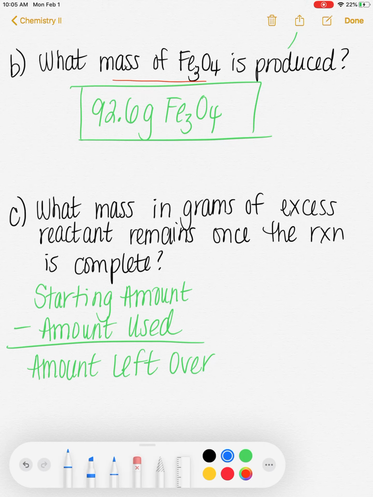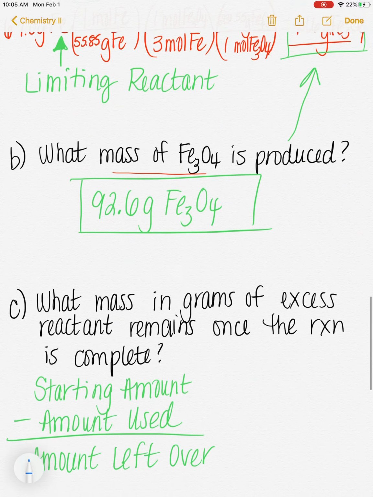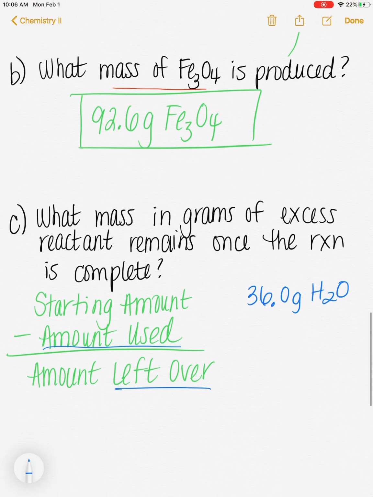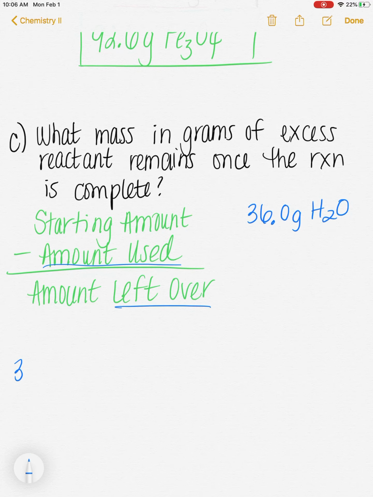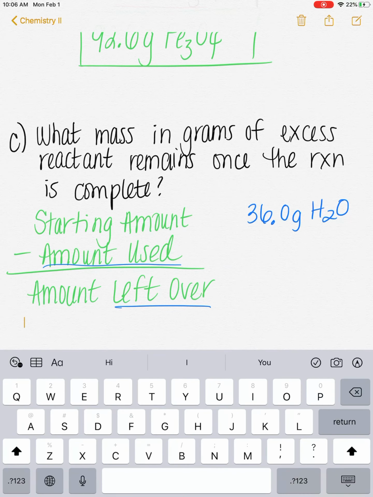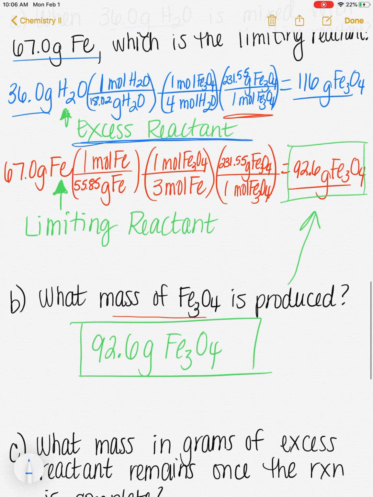So let's go back to what we have done so far. We had already determined that our excess reactant was water, and we knew that we started with 36.0 grams of water. So I know my starting amount is 36.0 grams of water. I'm trying to figure out how much I have left over, so I need to figure out how much is used. This is how we do that. Instead, we need to use the logic that we are going to use up 100% of our limiting reactant.